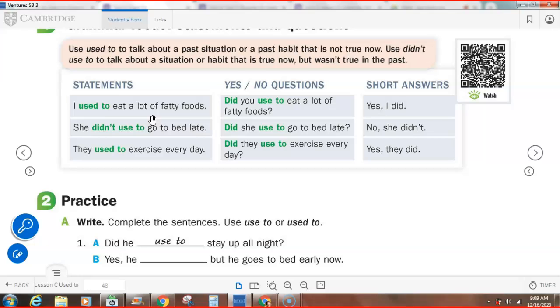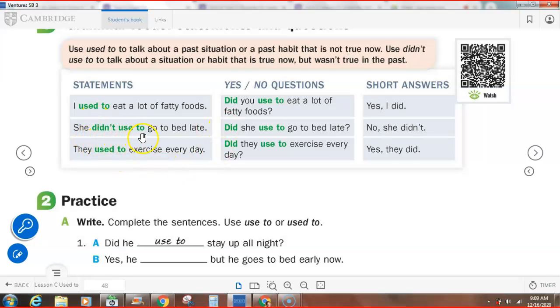When you use "didn't use to," you talk about a situation or habit that is true now but wasn't true in the past. So in the second example, she didn't use to go to bed late. That means whoever this girl is, she goes to bed late all the time now, but in the past she never did. So it changes what's going on right now and what's going on in the past. The other thing is "used to eat a lot of food." This is a positive statement, and I put the D on it.